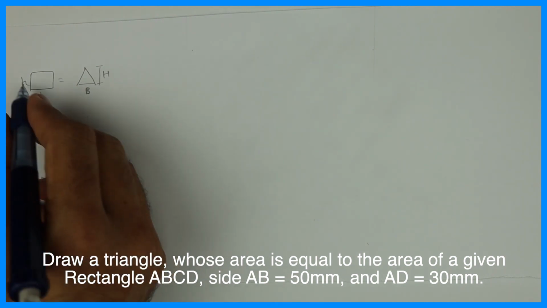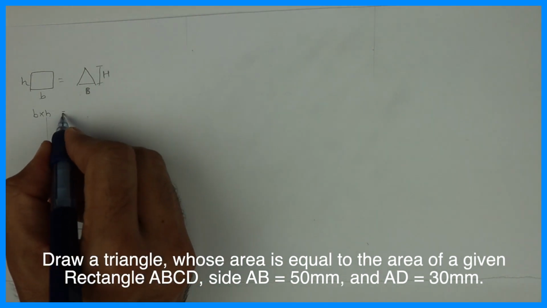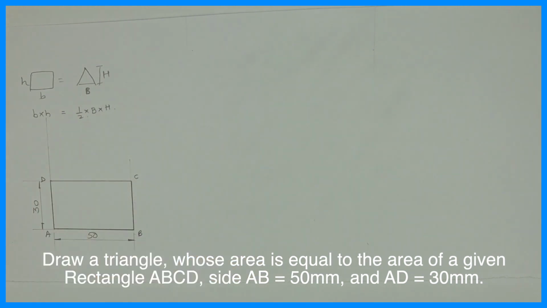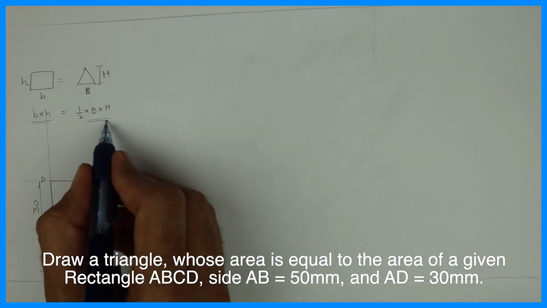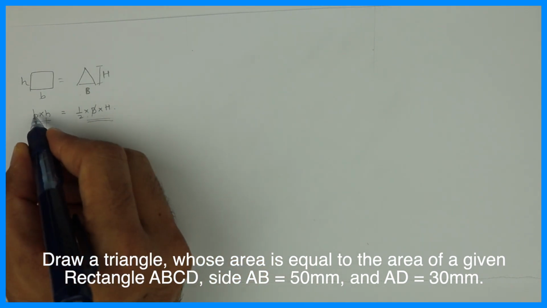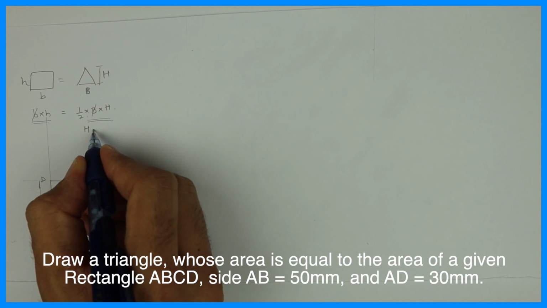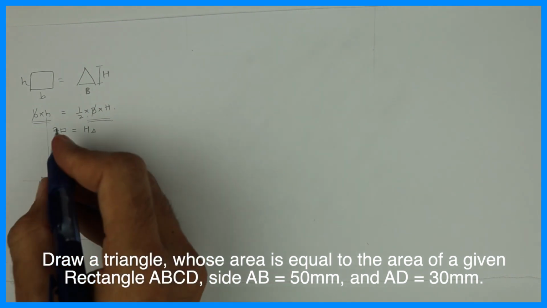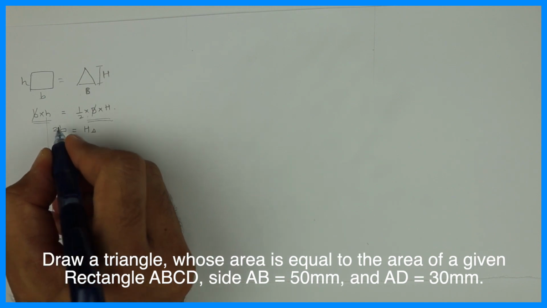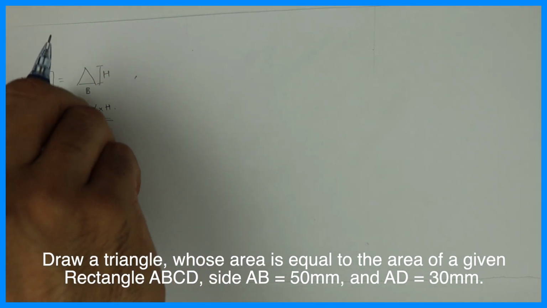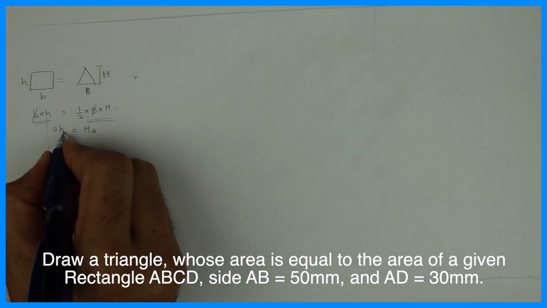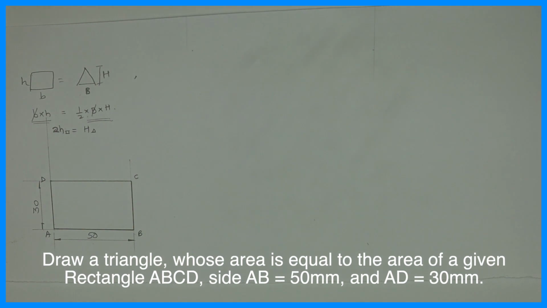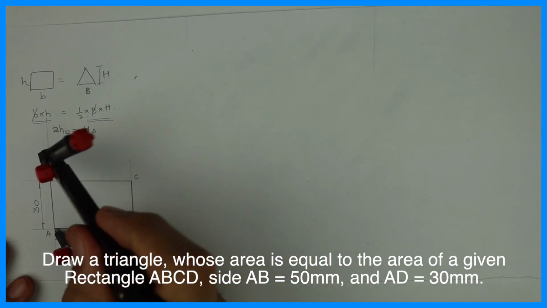Now in this, area of rectangle B into H is equal to half into base into height, B capital, H capital. So these two are areas. We want to equate them, right? If I keep base same, then it will get cancelled. Then height of triangle is equal to twice the height of rectangle. So whenever you have a rectangle and you want to convert into a triangle, you will double the height.